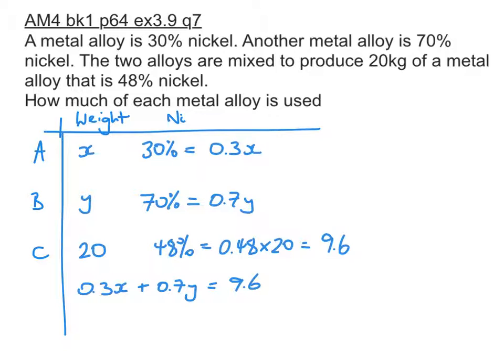So we need one more equation, and we can say to ourselves, well, the two alloys will add up individually to a mass of 20. And I might want to make life a bit easier by multiplying everything by 10 for that first equation, so that I don't have any decimals. We're going to use these two equations to solve this simultaneously.